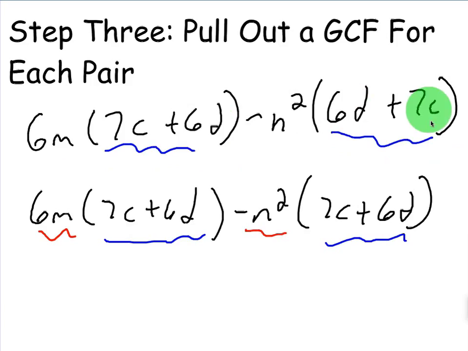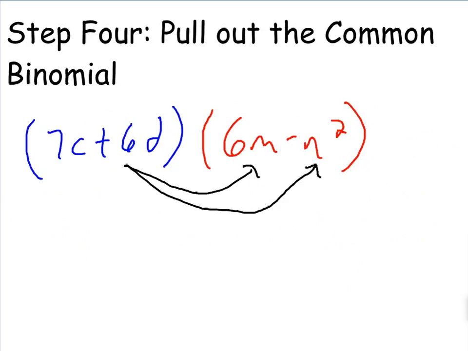So just like that. Now again, what we got in the parentheses is flipped. So I can take what's in the second set of parentheses and flip it. That way both parentheses match. In other words, I have a 7c plus 6d in both parentheses. All right, so final step again. Whatever matches in the parentheses is your first factor, so 7c plus 6d. The leftovers is your second factor, 6m minus n squared. There's your final answer: 7c plus 6d times 6m minus n squared.